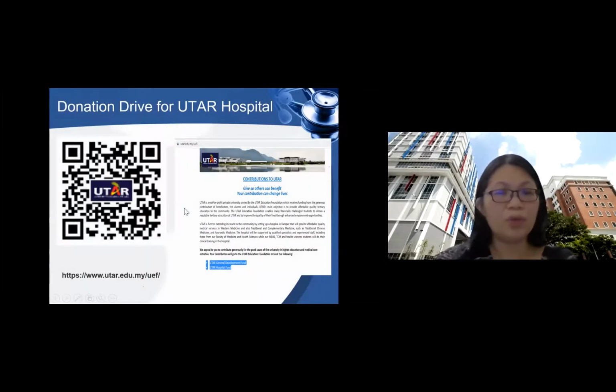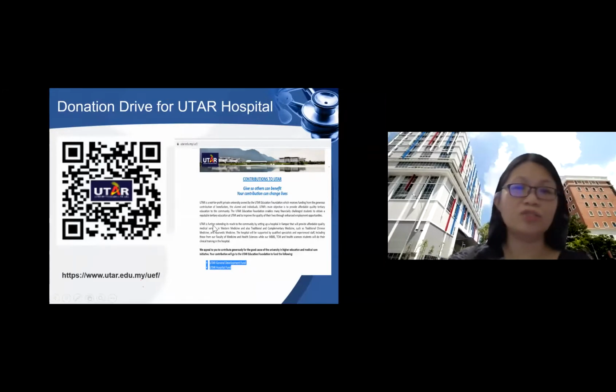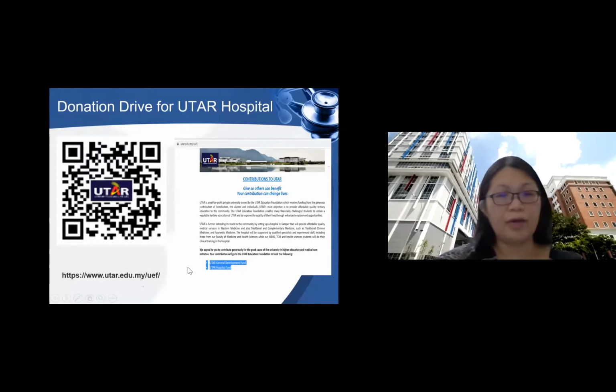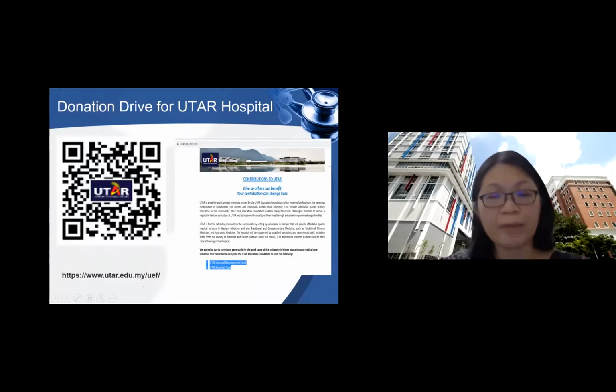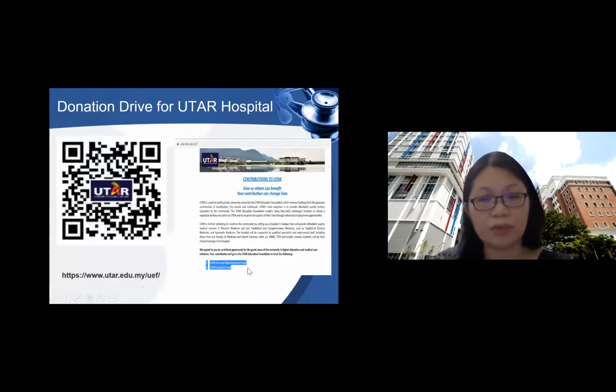Okay, we are now having a donation drive for the UTAR hospital. If you wish to donate, you can take out your handphone, scan this QR code, and make your generous donation to our project. The donation will be used to support the UTAR General Development Fund and also the UTAR Hospital Fund.